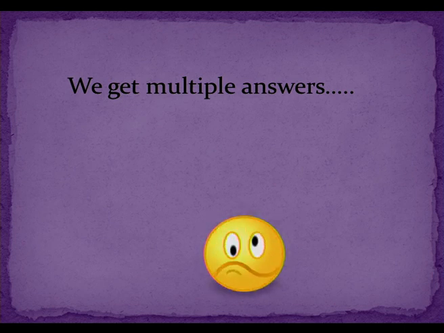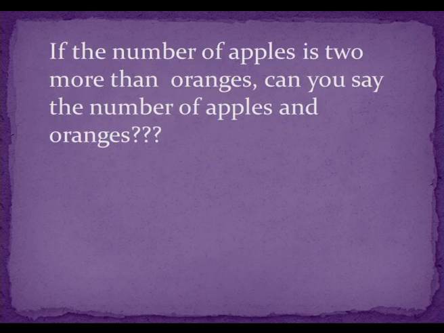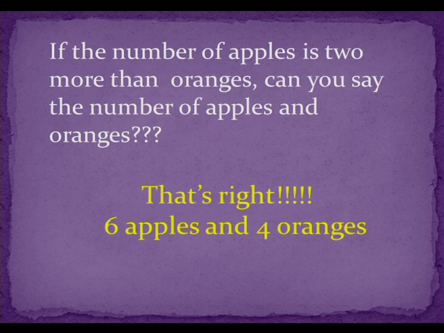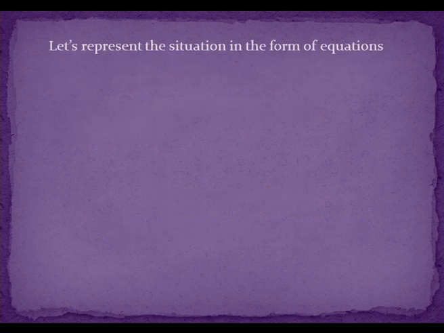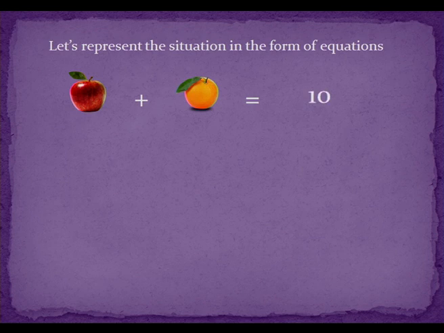So, how to find the correct number of apples and oranges? For that, if the number of apples is 2 more than oranges, can you say the number of apples and oranges? That's right, 6 apples and 4 oranges. So, let's represent the situation in the form of equations. Apples plus oranges is equal to 10. This is given to us. So, let's consider number of apples minus oranges is equal to 2.